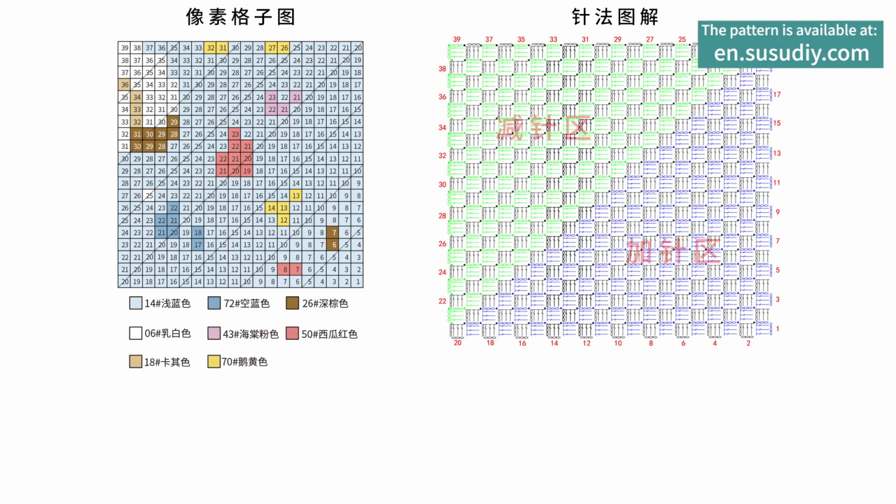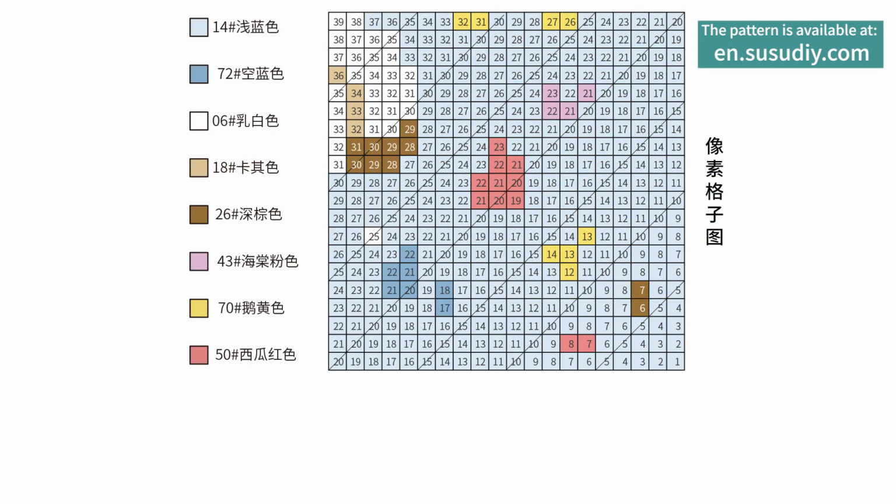When crocheting, we follow both the stitch diagram and the grid chart together. First, let's look at the grid chart. I'll use this swatch to demonstrate. The pattern is not for reference. It's just to teach you how to read the chart. Numbers are marked on the grid chart. These numbers indicate which row it is. For example, here it says 1, meaning this is row 1.